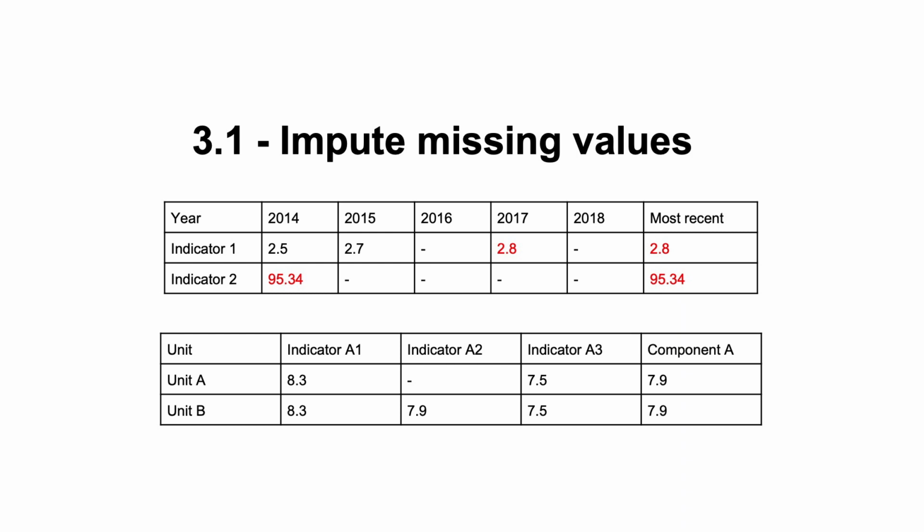Imputing missing values. If data for some units are not available for a given year, we can impute the missing values using the data from the most recent year available. See the first example below. Other imputation methods such as interpolation, regression, or more advanced statistical methods can be used to impute missing values.